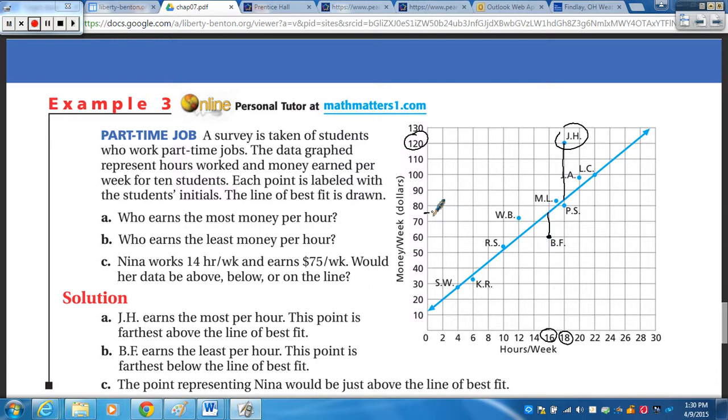Letter C, Nina works 14 hours per week and earns $75 per week. Would her data be above, below, or on the line? So what we want to do is graph this and figure out the answer. 14 hours per week, I'm out here, and $75 per week, so I'm going to go up to 75 right there. Okay, so Nina, good job. You're earning above the average wage that a person in your class makes per hour.